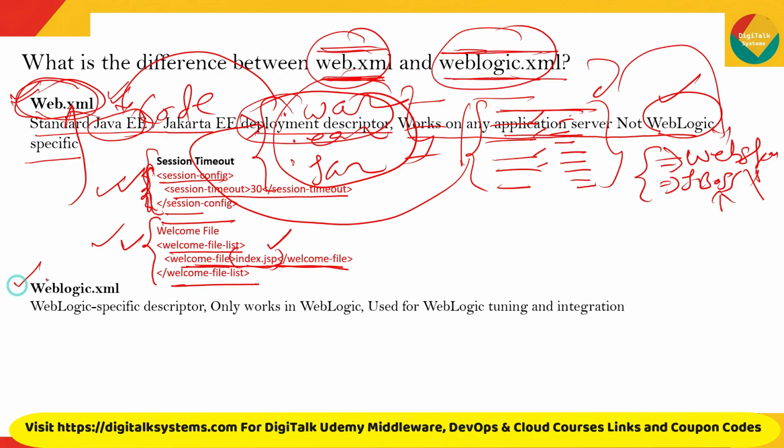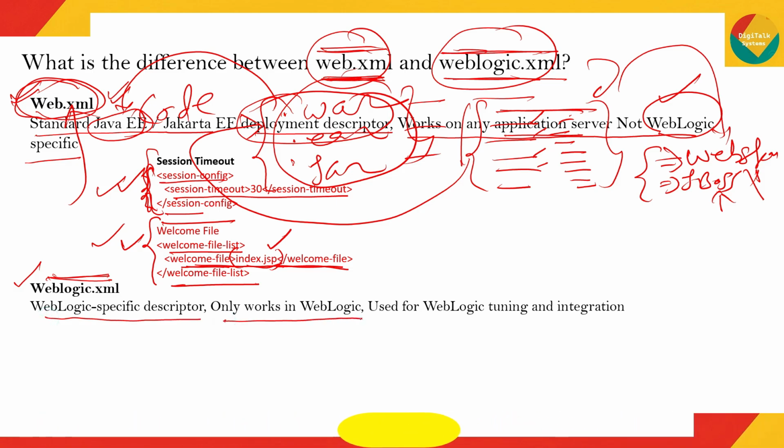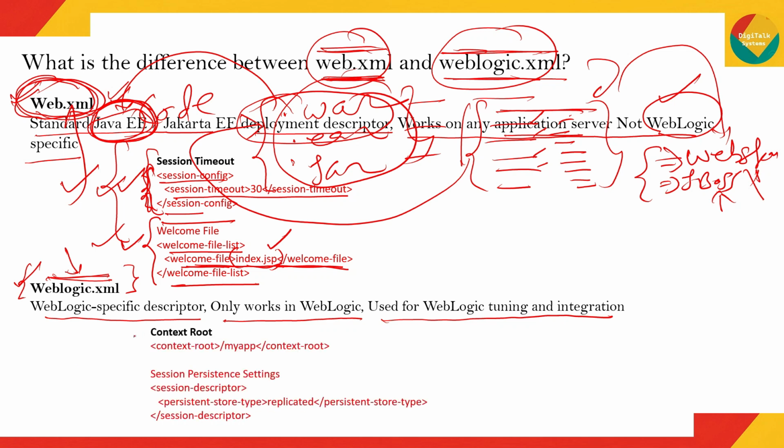Now when we talk about weblogic.xml, as the name also specifies, this contains the descriptors which only work in WebLogic. That means used for WebLogic tuning and integration. So this file contains the descriptors which are specific to the WebLogic server. However, web.xml contains the standard Java Enterprise Edition descriptors and can be used across any of the application servers, not specific to WebLogic. Okay, so these are certain WebLogic server specific descriptors, like you can define the context root of your application, the way you access the application in the browser, right?